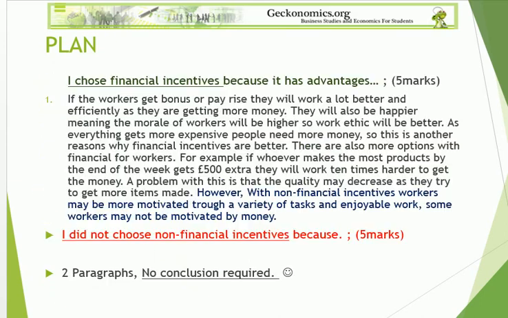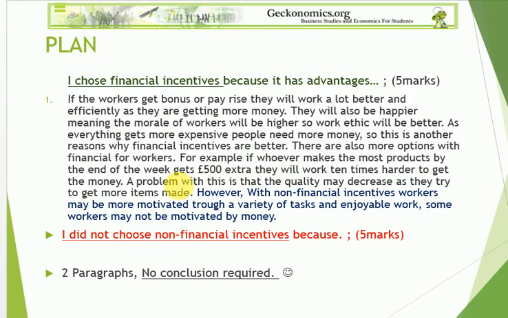Here's an example of a student's work. So they chose financial incentives because if workers get a bonus, they will work a lot better and more efficiently, in theory. They'll also be happier, meaning better morale. This will lead to higher work ethic. As everything gets more expensive, maybe higher inflation, this is another reason why financial incentives are better. There are also more options with financial incentives, so you can use examples of bonuses or commission. For example, whoever makes the most products by the end of the week gets paid extra.